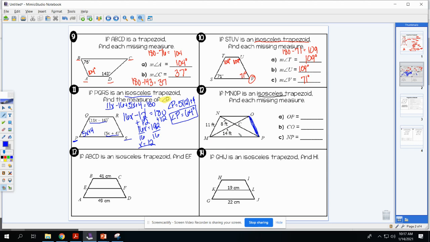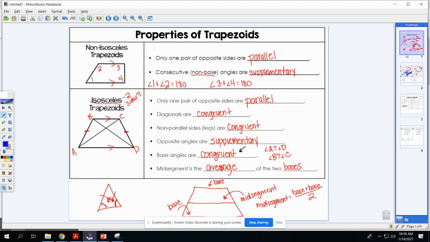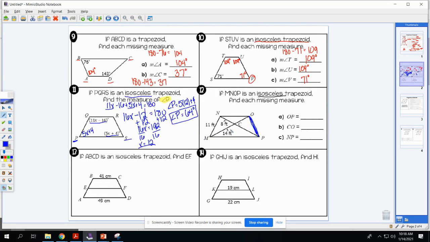And remember, if this is the bottom base and this is the top base, these right here are going to be called the legs. So what do we know about the legs in an isosceles trapezoid? Well, we know that the legs here are congruent. So if one leg here is 11, that means our other leg must also be 11 feet. All right? CO. Look at CO.